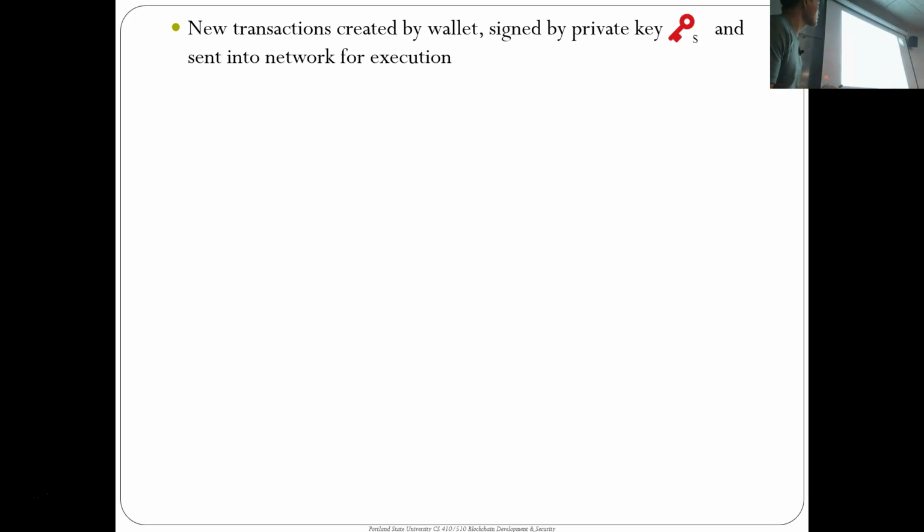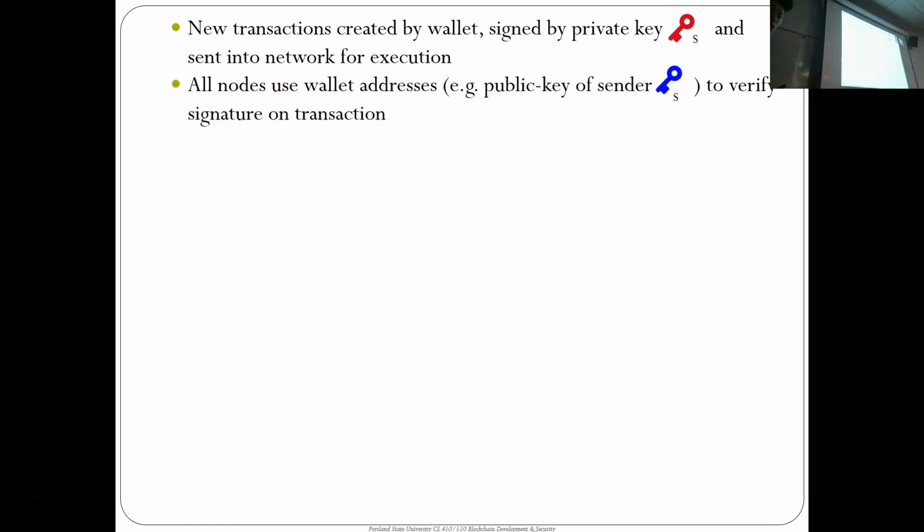Any new transactions that you want to send into the network, that are created by your wallet, are signed by the private key. So you have a private key that's in your wallet. The public key is the address. Say you want to spend some of your UTXOs. You're going to sign it with this private key and then send it into the network for execution. The nodes are going to use the wallet address, which is the public key. This is the address that you have used in the past to receive transactions, to receive currency. They're going to use this wallet address to verify that, yes, you actually signed this transaction, because your public key is your address.